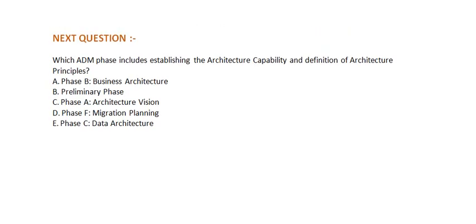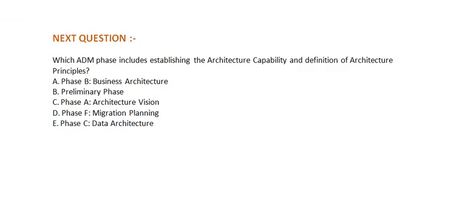Next question is, which ADM phase includes establishing the architecture capability and definition of architecture principles? Option A, phase B, business architecture. Option B, preliminary phase. Option C, phase A, architecture vision. Option D, phase F, migration planning. And option E, phase C, data architecture.